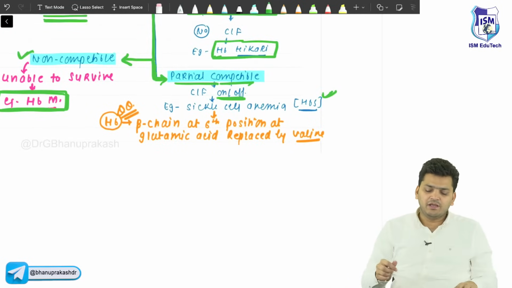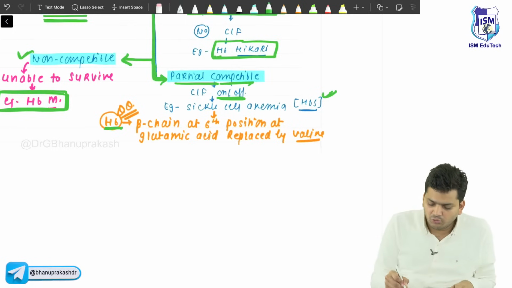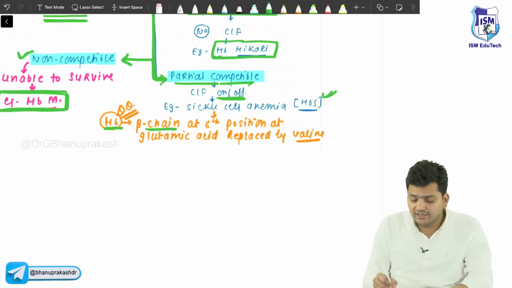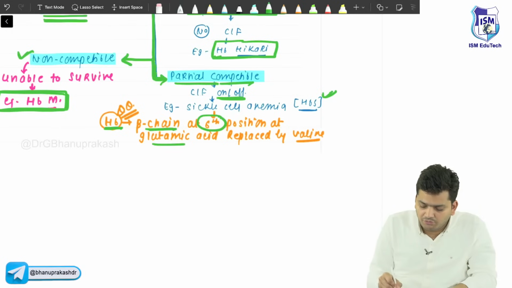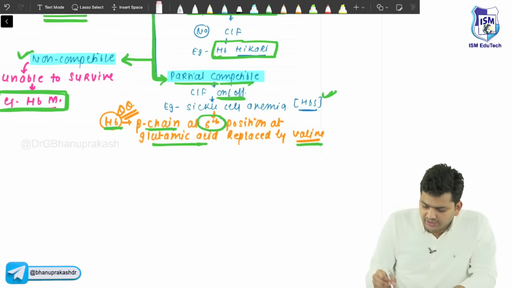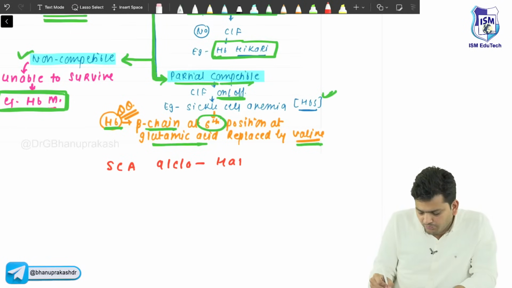In sickle cell anemia, in the hemoglobin, we have 2 alpha chains and 2 beta chains. In the beta chain, at the 6th position, normally we have glutamic acid. If it is replaced by valine, it is called sickle cell anemia. Sickle cell anemia is also called hand-foot syndrome.